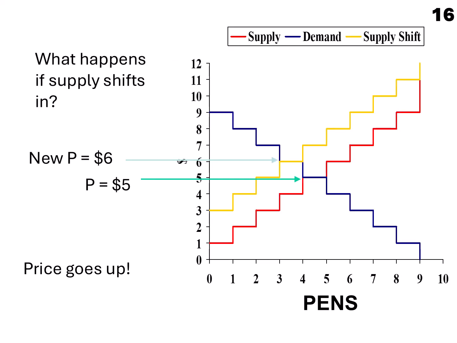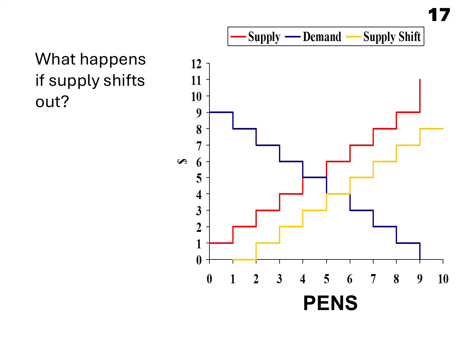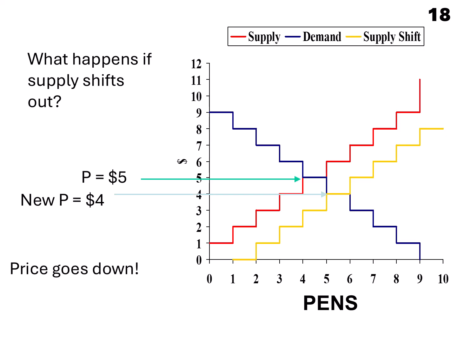Looking at the supply side, we can see that a shift in supply to the left can lead to an increase in prices towards the new equilibrium price of $6. What will happen if supply shifts out to the right? We would expect prices to fall toward the new equilibrium price of $4.